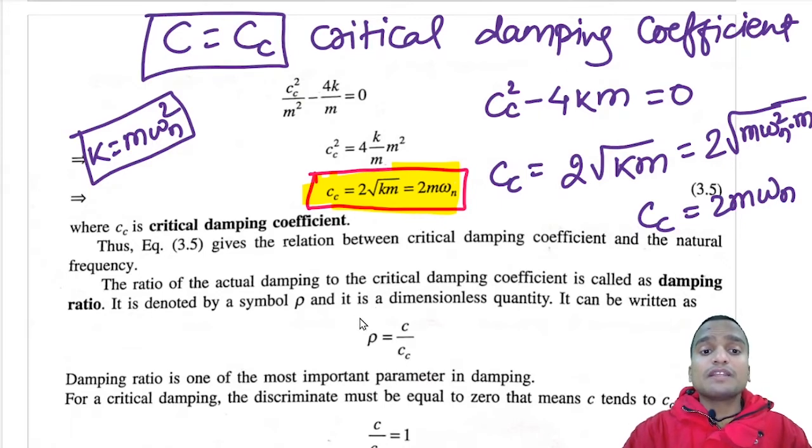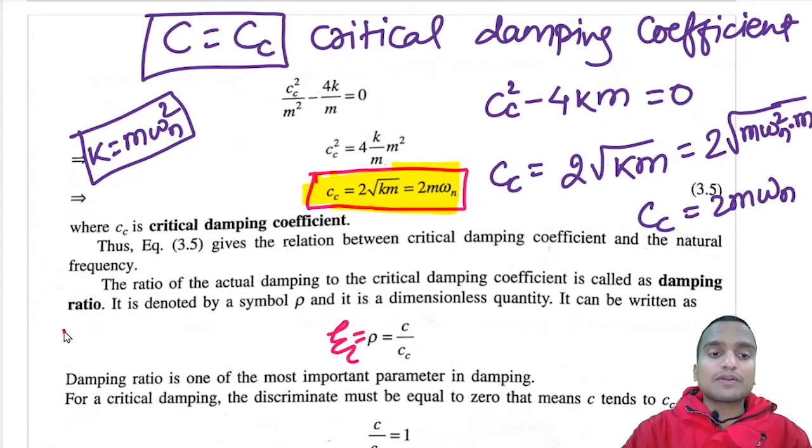Now we are defining here a ratio by a symbol rho. In some textbooks this symbol is also written as zeta. So zeta or rho, both are the same. Now what is this zeta or rho? Here rho is the damping ratio.